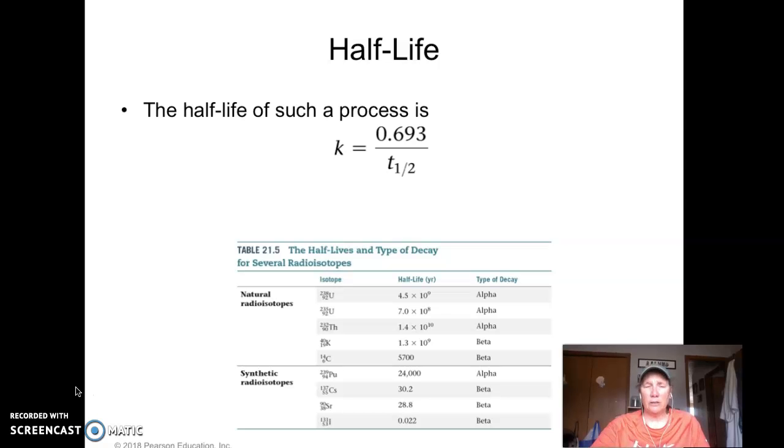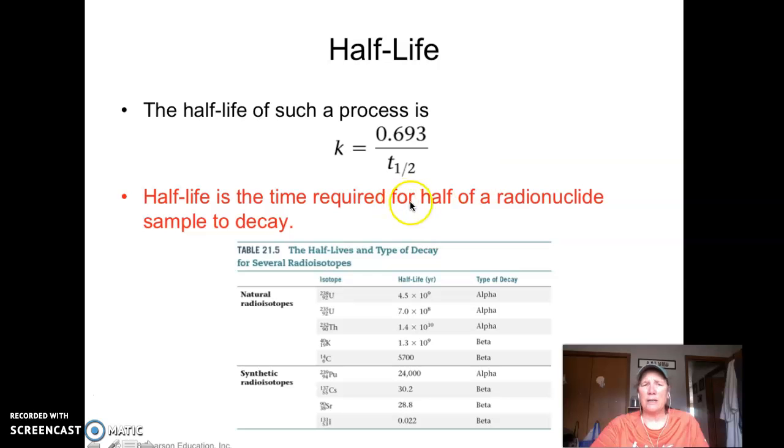If you look here, it's kind of a crazy number, but again, I'll show you how to figure it out. The half-life is a process. It's the time required for half of the radionuclide sample to decay. And they have some half-lives here. You can see down here carbon 14, which I was talking about. It takes 5,700 years. That's its half-life for it to break down in half.